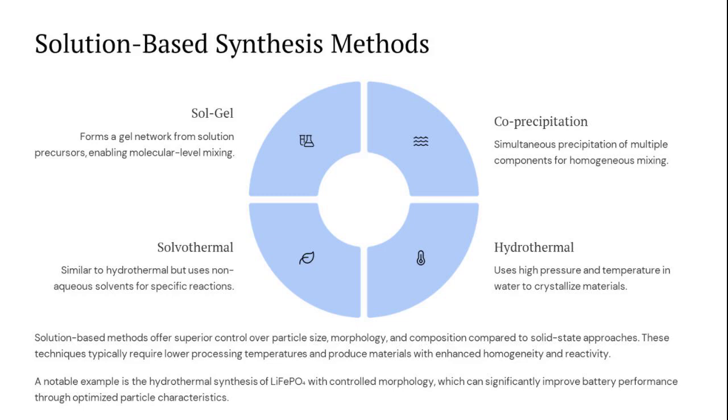For example, LiFePO4, an important cathode material, can be synthesized hydrothermally using iron sulfate, phosphoric acid, and lithium hydroxide at temperatures as low as 150 to 200 degrees Celsius, resulting in well-controlled morphologies that improve electrochemical performance.